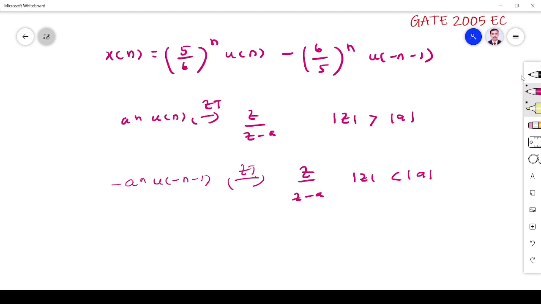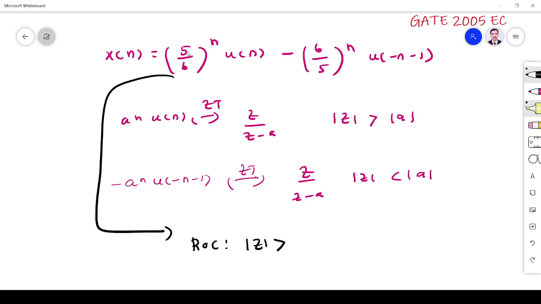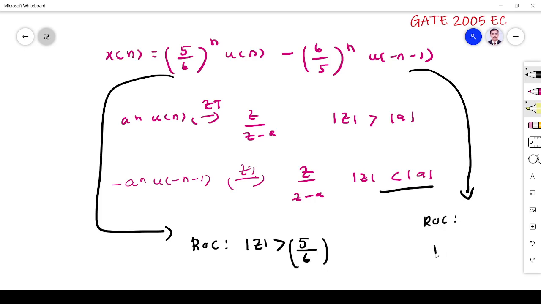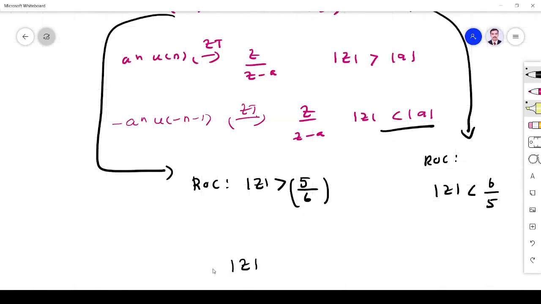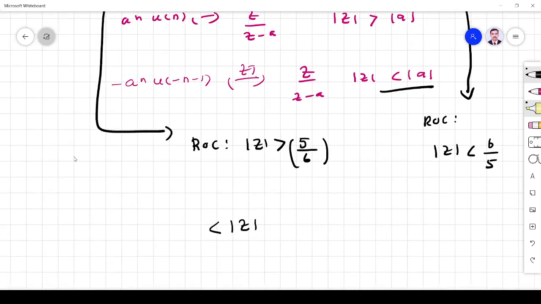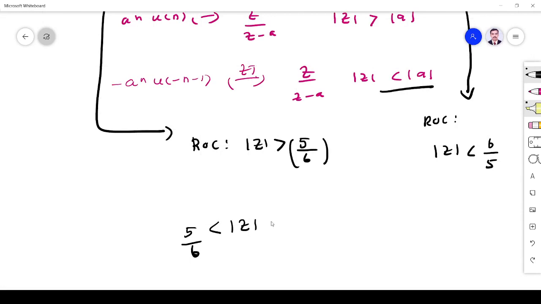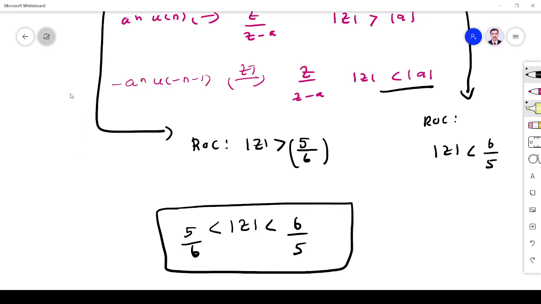So what we are going to do for that: for the first term, ROC is mod z greater than, here a is 5 by 6. For the second term, ROC is mod z less than 6 by 5. So the combined ROC is mod z must be greater than 5 by 6 and less than 6 by 5. This is our ROC.